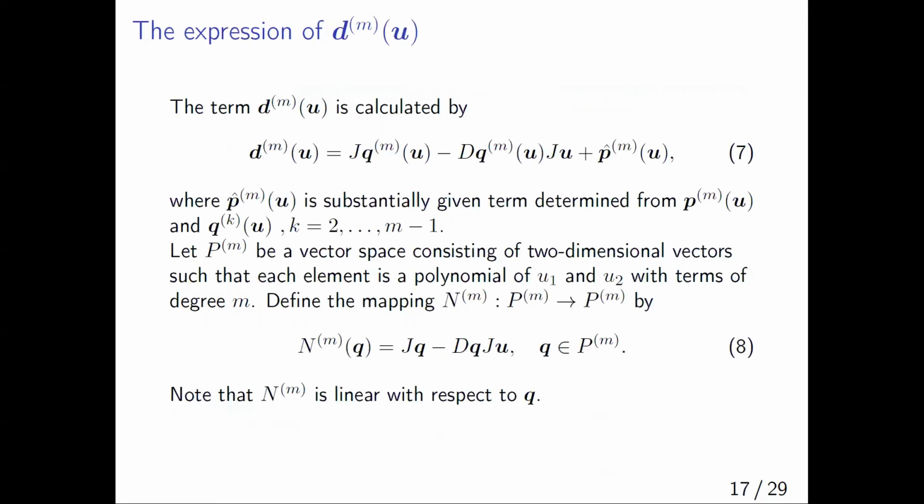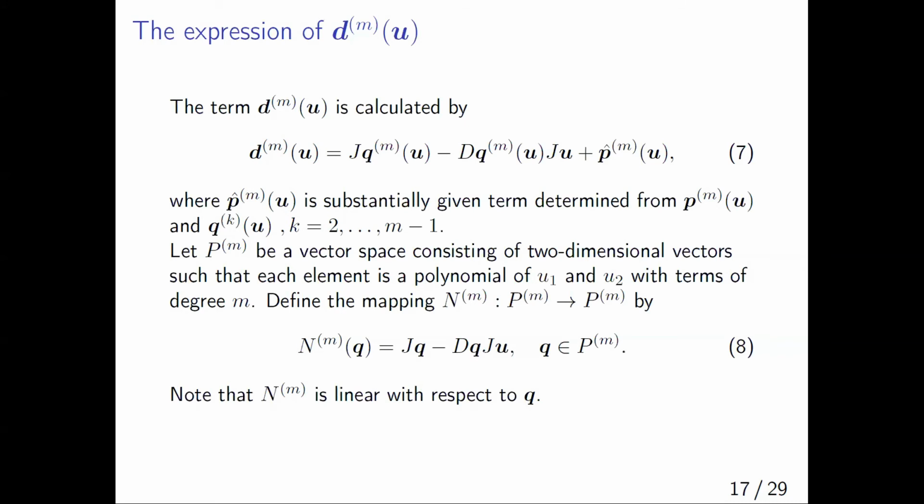From now on, we show that we can choose appropriate Qm. The term Dm is calculated like this, where p hat m is a substantially given term determined from Pm and Qk.